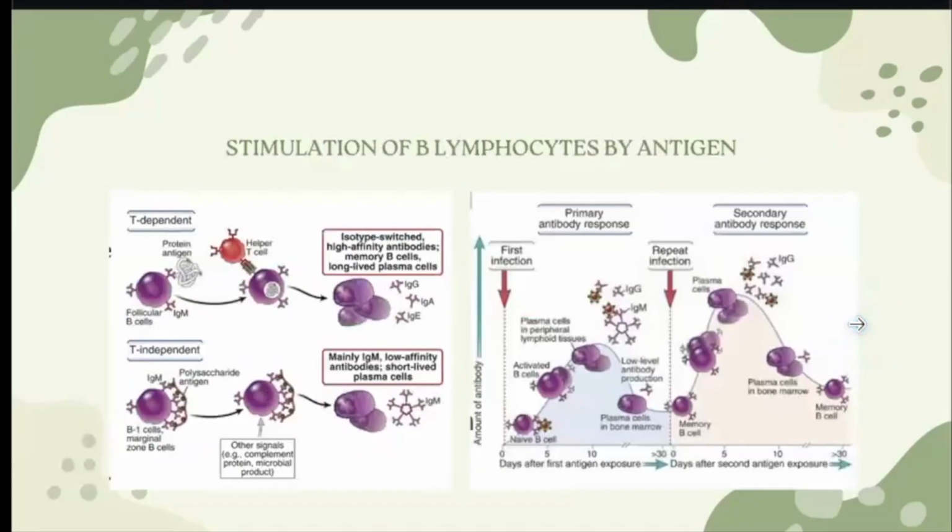Stimulation of B lymphocytes by antigen. There are two types of ways B lymphocytes can be stimulated, those being by T-dependent antigens and T-independent antigens. T-dependent antigens are protein antigens that require the assistance of helper T lymphocytes. This response produces high affinity antibodies, memory B cells, and class switching.